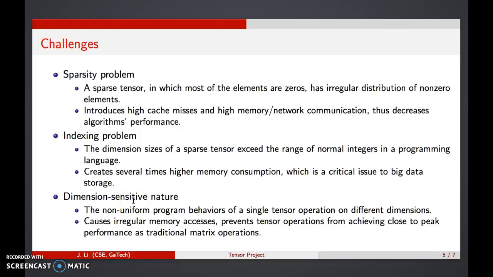The last challenge is the dimension-sensitive nature, which means a single tensor operation on different dimensions will generate non-uniform program behaviors. This nature causes irregular memory accesses, and prevents sparse tensor operations from achieving close to peak performance as traditional dense matrix operations do.